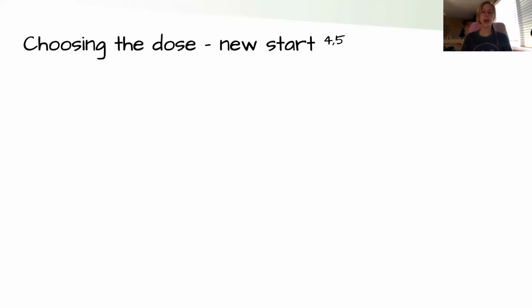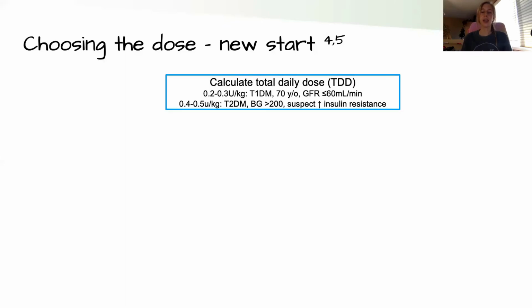Okay, so what about when you have a patient that's on oral meds and you're newly starting insulin on admission? For example, if they're on that metformin and empagliflozin. You need to start out by calculating their total daily dose. And you're going to do this by multiplying their weight in kilograms by anywhere from 0.2 to 0.5. And where you figure out in that range depends on the clinical picture of your patient.